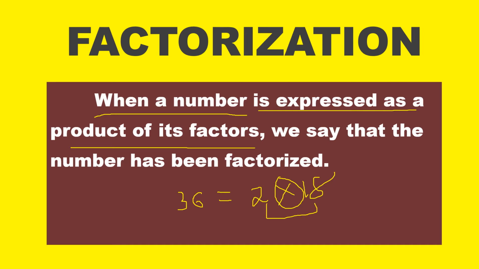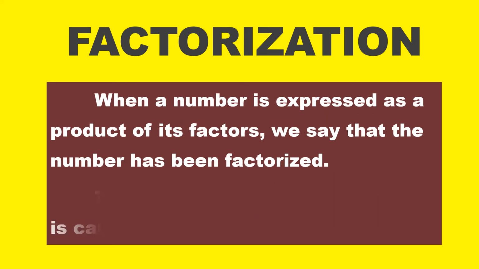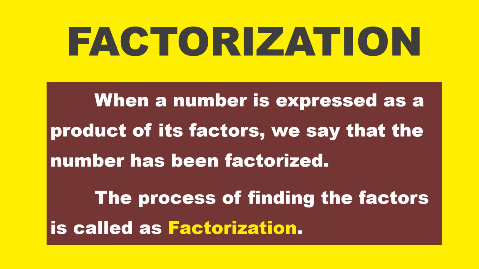factors, right? For a clear explanation of the term factors, you just follow the link in the description. Whenever you are expressing the number, factors means it should be exactly divisible. This 36 should be exactly divisible by 2, then only this 2 will be a factor of 36. When it is expressed as a product of its factors, that procedure is called factorization. Simple. The procedure which we are using to find out the factors of a number is called factorization. Clear?